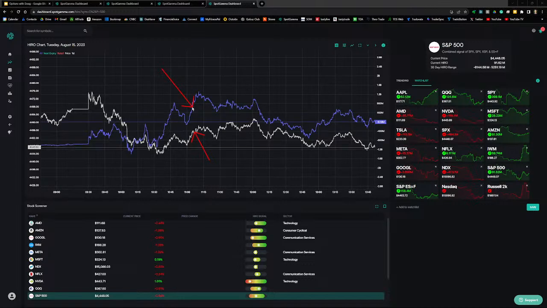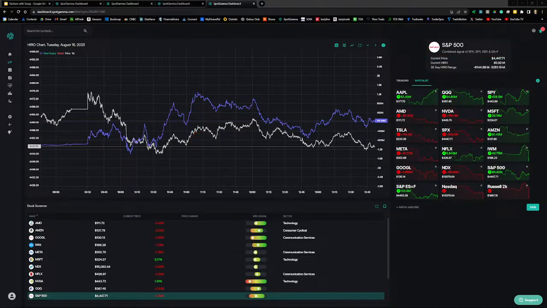This is showing options trades and market maker hedging activity for a combined signal of SPX, SPY, XSP, and ES futures, all combined into one signal. This is what you want to look at if you trade any form of the S&P 500, whether it's ES futures, SPY shares, SPY options, or SPX options. This is what you want to take a look at to see how options traders are trading and how market makers are responding. All right, I'm going to zoom in on this chart.